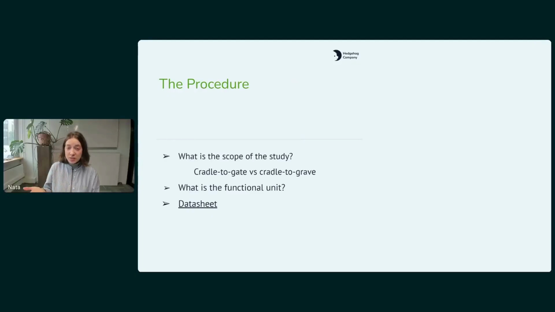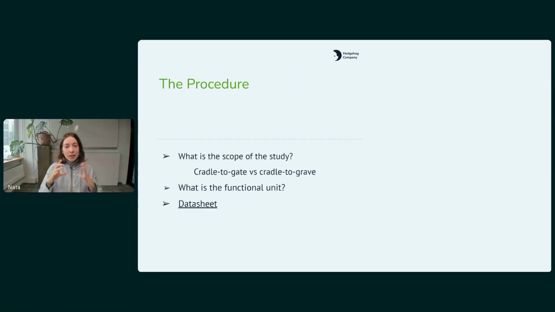So once the scope of the study is determined, it's also important to determine the functional unit based on which we are doing the assessment. For example, if we're assessing plastic granulates, we will probably do an assessment per kilogram of the plastic granulates. And if we're doing it for a phone, then it's going to be one phone. And then all the data has to be collected per functional unit.